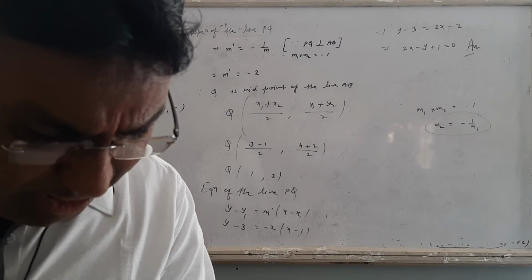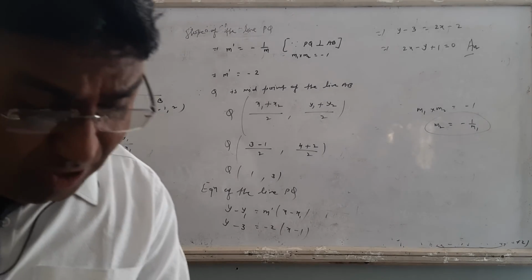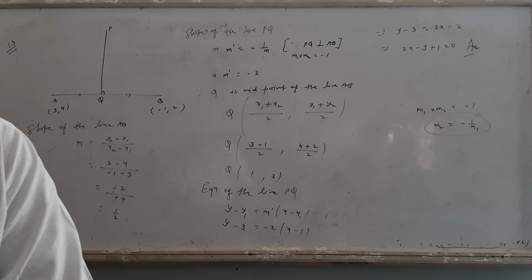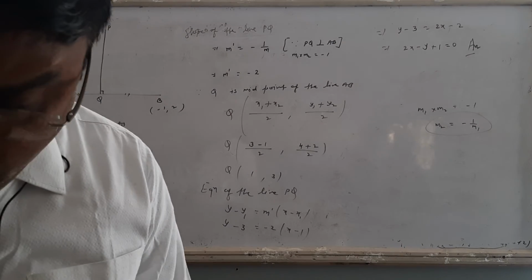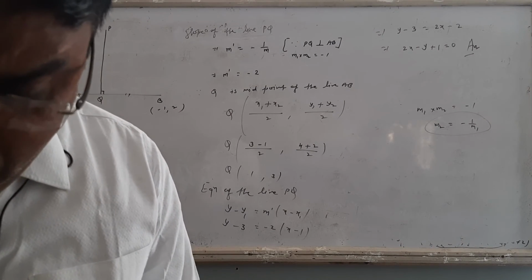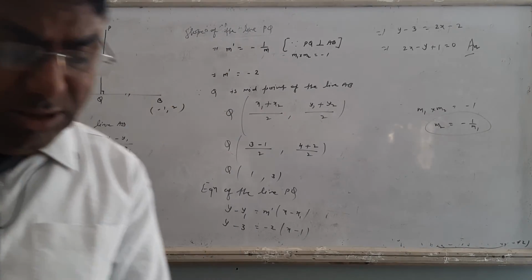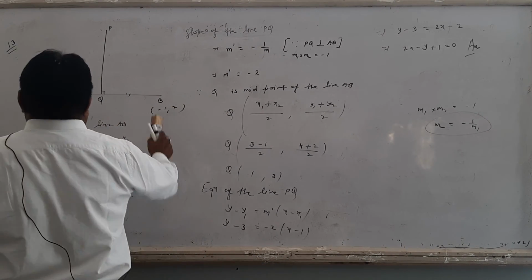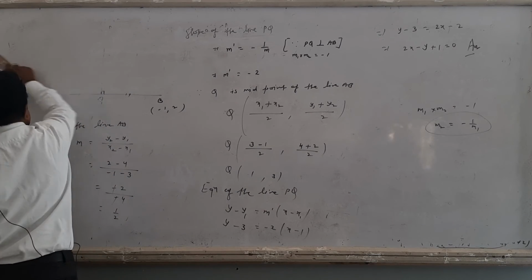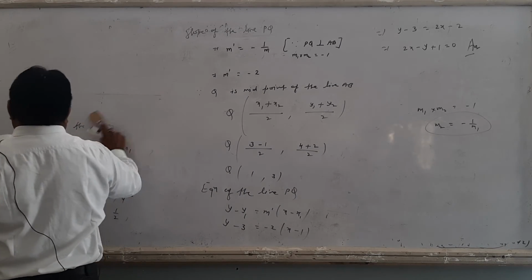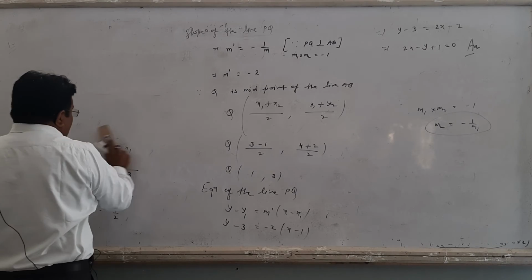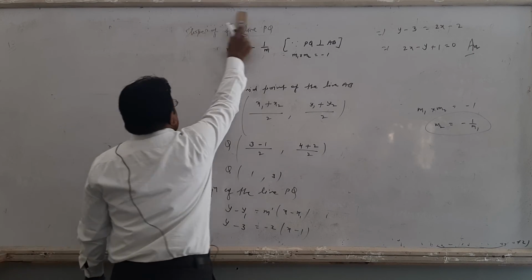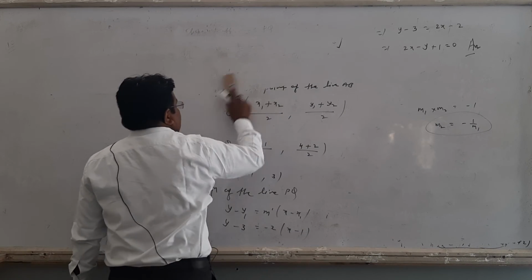Now this is again an important question, question number 14. Find the coordinate of the foot of perpendicular from this point to this line. This is a very, very important question. The equation of the line is given, the point is given, and we have to find the coordinate of the foot of perpendicular. You know, students, the foot of perpendicular is very, very important.